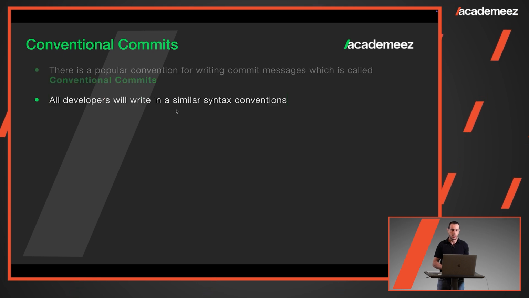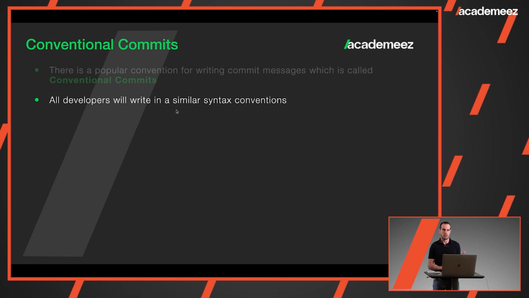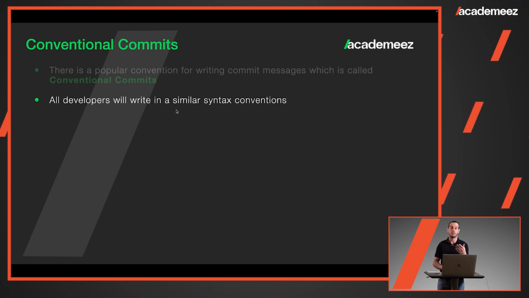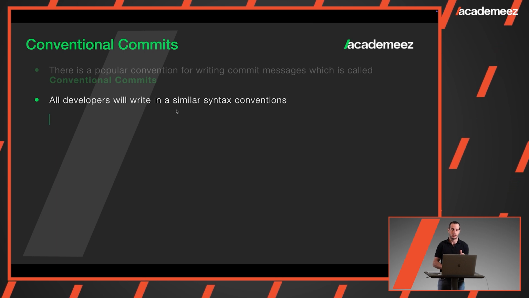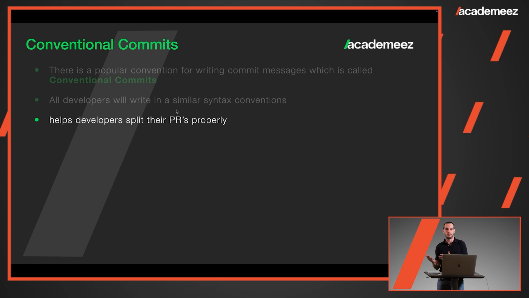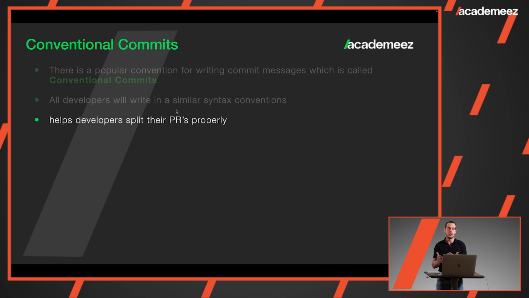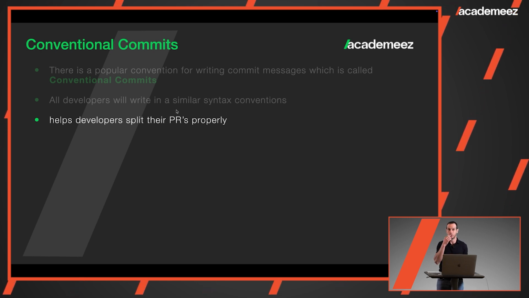commit message. All developers will write in a similar syntax using conventional commits, and later in this lesson we'll learn how to enforce that all our developers write their commit messages using conventional commits. And it actually will help you, as we talked before, to plan your work properly, how to split your PRs properly. It's going to make you rethink your plan and merge code more often to production.